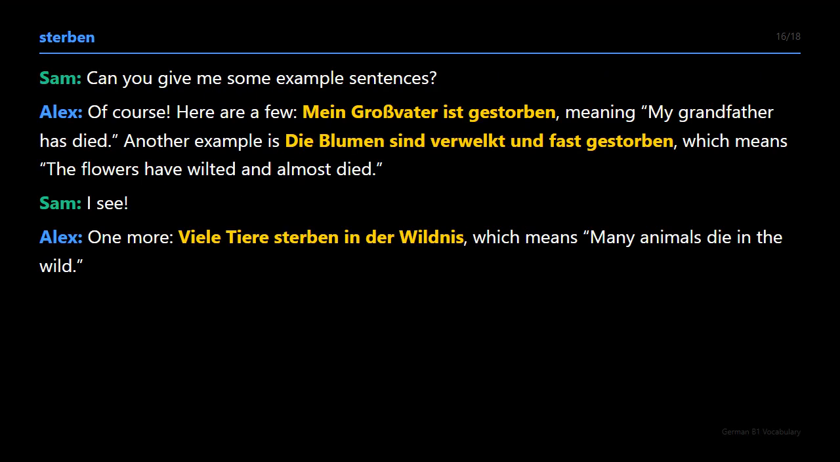Can you give me some example sentences? Of course. Here are a few. Mein Großvater ist gestorben, meaning my grandfather has died. Another example is, Die Blumen sind verwelkt und fast gestorben, which means the flowers have wilted and almost died. I see. One more. Viele Tiere sterben in der Wildnis, which means many animals die in the wild.